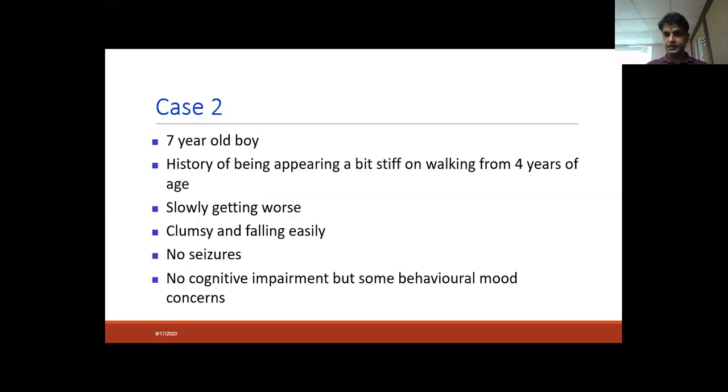Now we look at another case. A 7-year-old child with a history of being apparently a bit stiff on walking, that is what parents say, from 4 years of age. It's slowly getting worse. It's clumsy and is falling easily. There are no seizures. There is no cognitive impairment as such, but some behavioral or mood concerns, although later on there was some cognitive impairment slowly coming in.